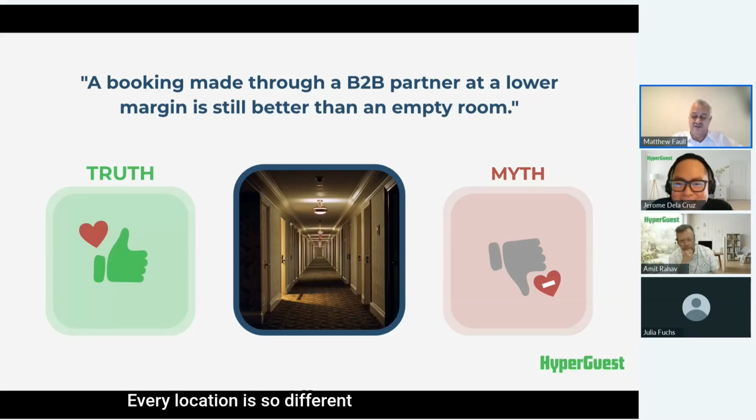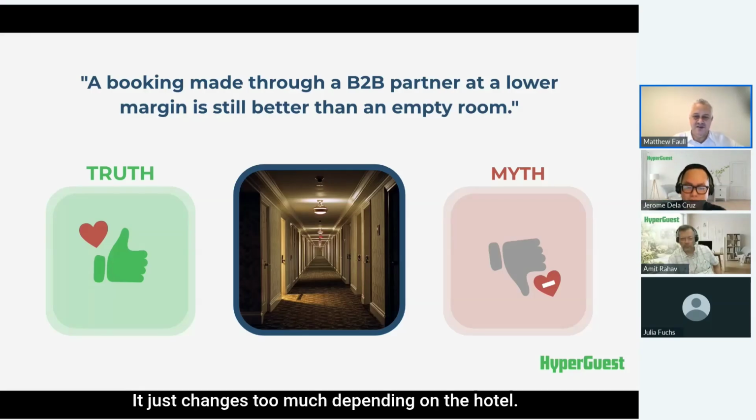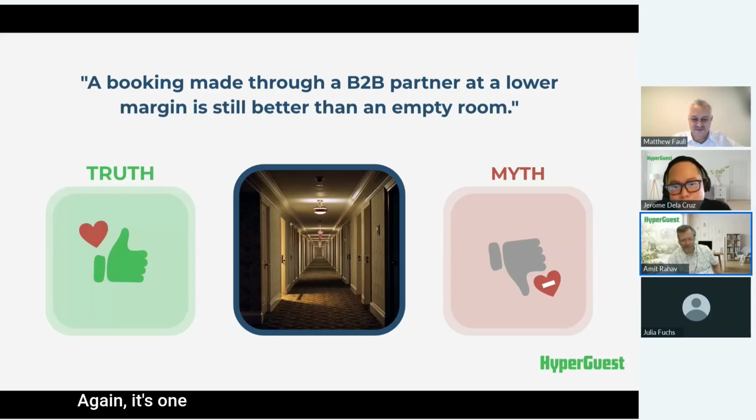Every location is so different in the customer type, whether it's ancillary revenue associated with MICE, ancillary revenue associated with a leisure destination, or just a person that needs a bed to sleep for the night. It just changes too much depending on the hotel. Again, it's one of your trick questions because it's not either or. And there is this perception that B2B is the most expensive channel. If you look at HyperGuest, at my partners, these partners are searching your hotel, they are booking you. If they're not booking you on HyperGuest, they're going through a very expensive Expedia or something like that.